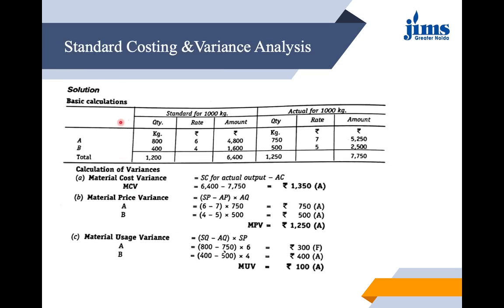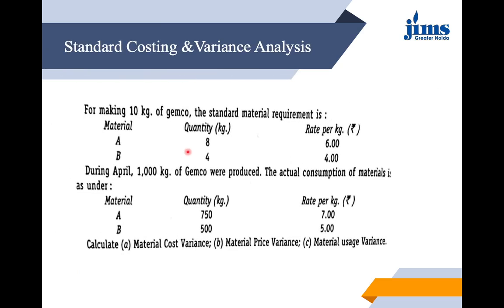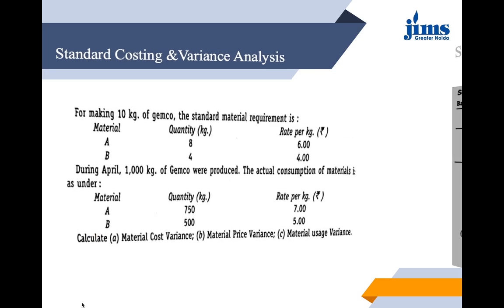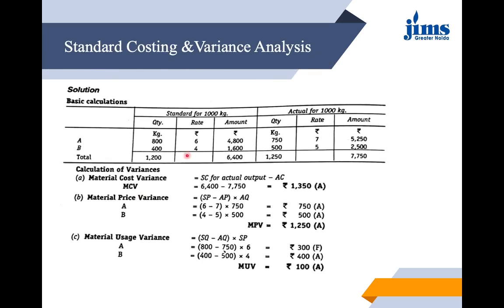First of all, let us do the basic calculation. Standard for 1000 kg, let us calculate. It is 800. Why? Because for 10 kilograms, we require 8 kgs. For 1 kilogram, we require 800 grams, that is 0.8 kg. So for that reason it is 800 here and it's 400. We can multiply it with the rate given to us and obtain the amount here. For actual, for 1000 kg, some values are given to us. We can just simply multiply them and find the value.